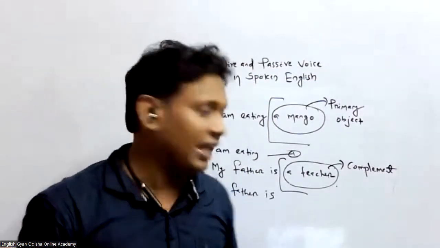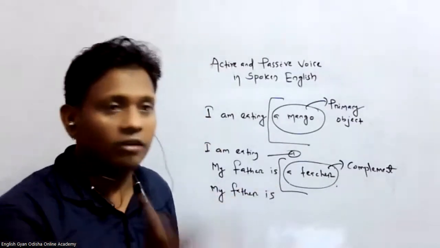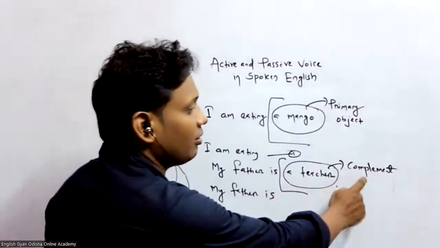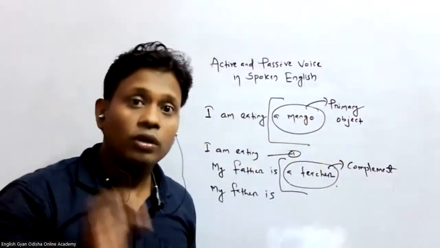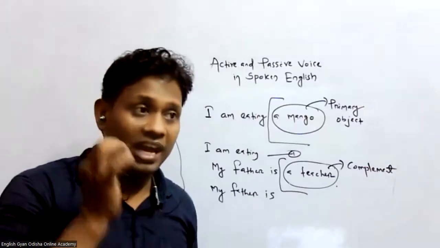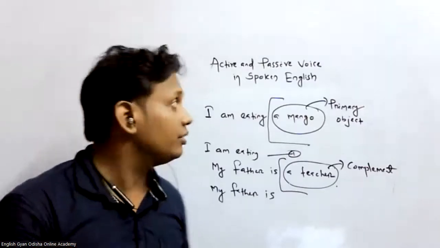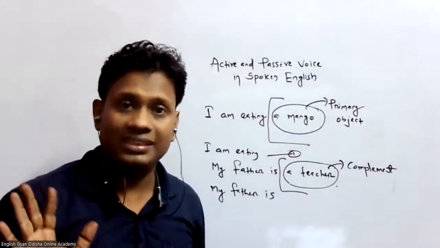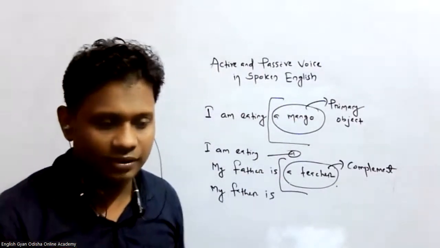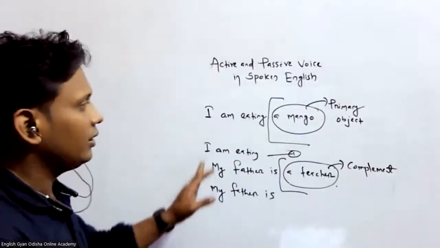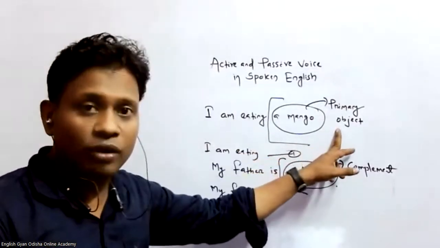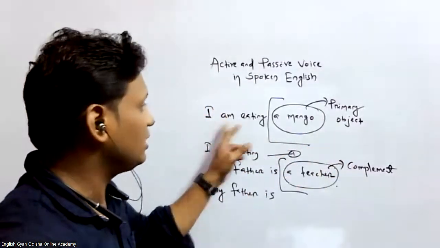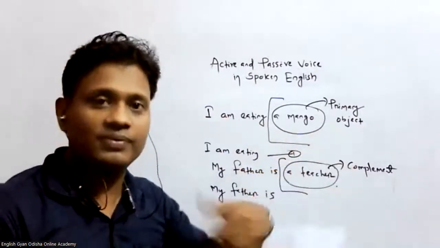But remember, if I tell you "my father is a teacher" and ask you to convert it, you say it's not possible. Why? Because "a teacher" is a complement, it's not an object. So the essential part of active to passive is that the sentence should contain an object. At least it should contain an object, right? That's why this is called the primary object. Primary object means there is a single object.